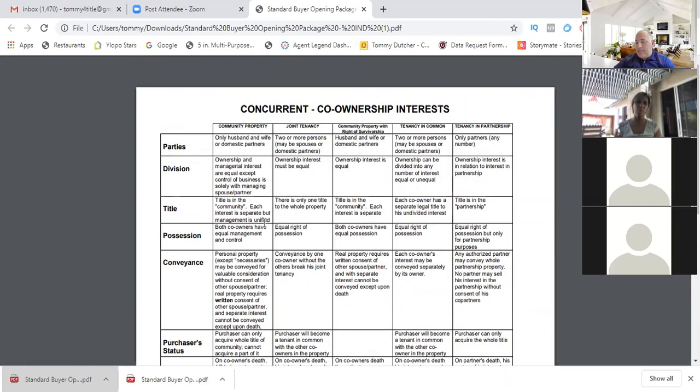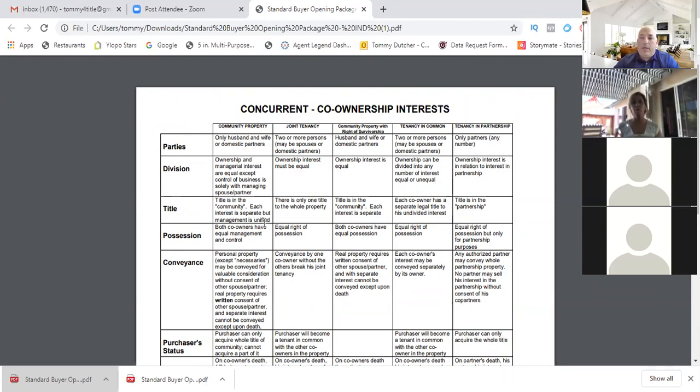So tenants in common or tenancy in common, a lot of times they call it tenants in common. This is 2 or more persons, maybe spouse or domestic partner. Ownership can be divided into any number of interests. So this is typically used when you have multiple owners with different ownership levels, right?